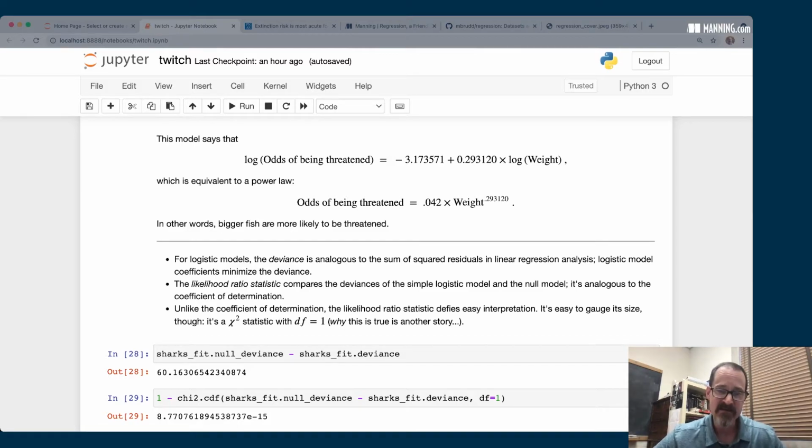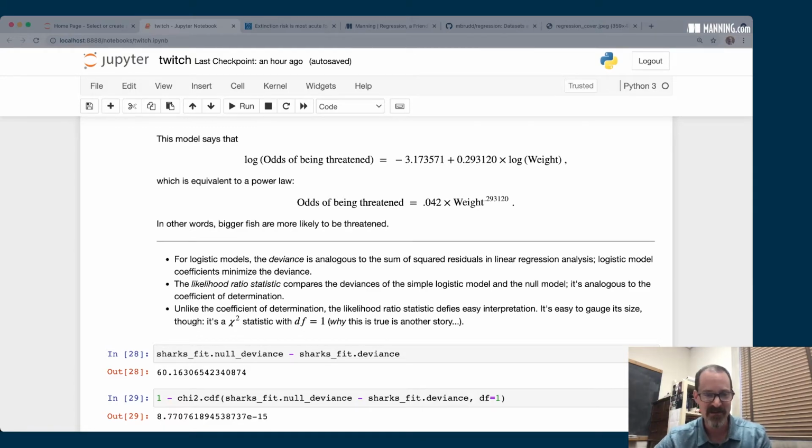It doesn't have an easy interpretation. It's clearly not a percentage, like R squared with linear regression has a nice interpretation. This one doesn't, all right? But what you do is you just gauge the size of that number, okay? It's called G squared, depending on the reference. I call it G squared. So you measure the size of G squared using the fact that it's a chi-square statistic with 1 degree of freedom.